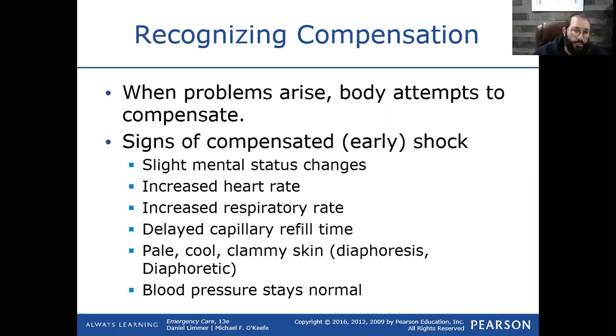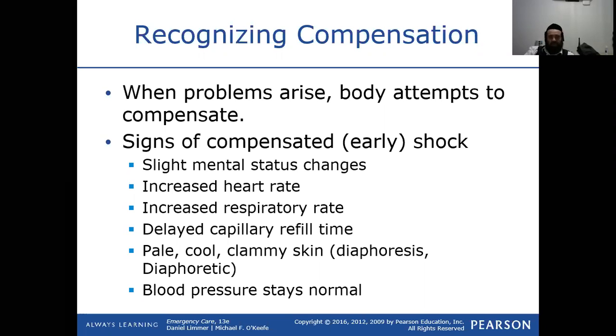Okay, now, on the test, besides all these signs and symptoms, they're going to ask you: in earlier compensated shock, does the blood pressure stay normal, or does the blood pressure drop? So in shock, usually at some point the blood pressure is going to drop, right? Because there's not enough blood or there's not enough pressure. But in compensated shock, since the body is doing something to try to compensate, to keep everything normal, the blood pressure stays normal, right? So in early shock, the blood pressure stays normal.